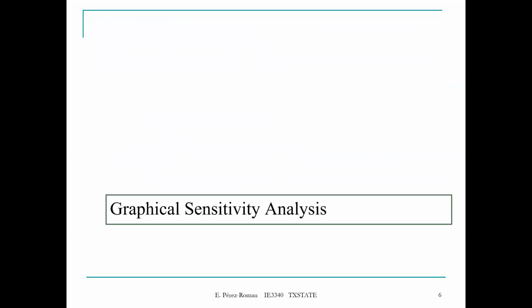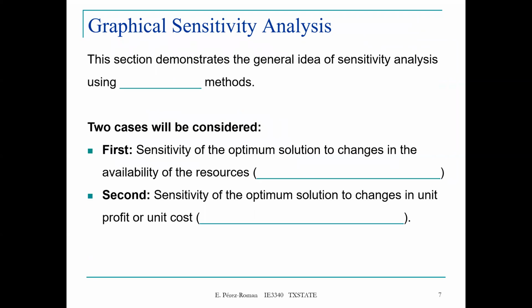So let's start with the graphical sensitivity analysis. This section demonstrates the general idea of sensitivity analysis using graphical methods. Two cases will be considered. First, the sensitivity of the optimal solution to changes in the availability of the resources, which is basically the right-hand side of the constraints. That's what's limiting our capacity. So we're going to see how changes in the right-hand side of the constraint affect the optimal solution and the availability of resources.